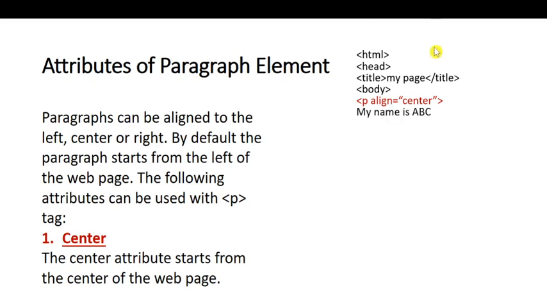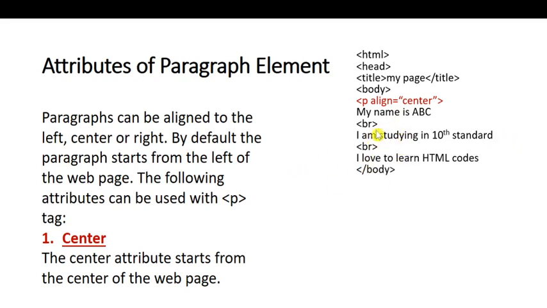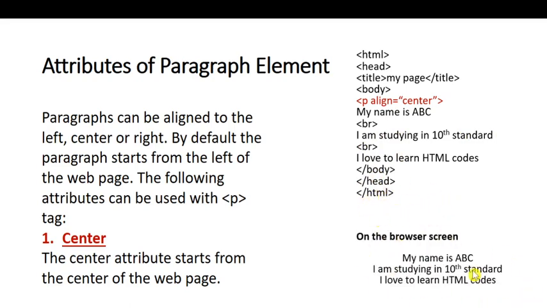That is, my name is ABC, then BR, then I am studying in 10th standard. These are the text. Now the closing tags: body, and all the closing tags. Now on the browser screen, how does it appear? It appears like this: my name is ABC, I am studying in 10th standard, I love to learn HTML. All these are center aligned. So like this, the text will appear on the browser screen.